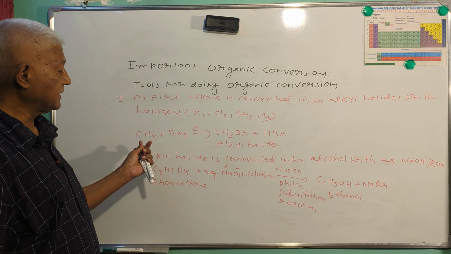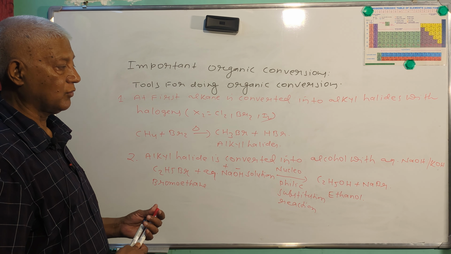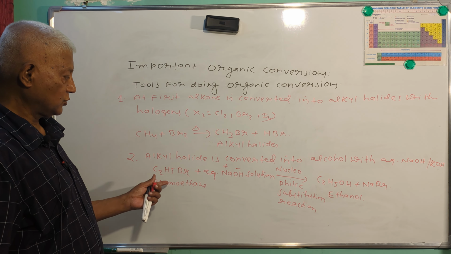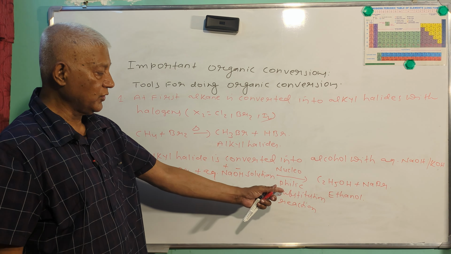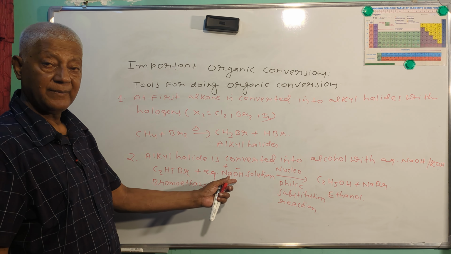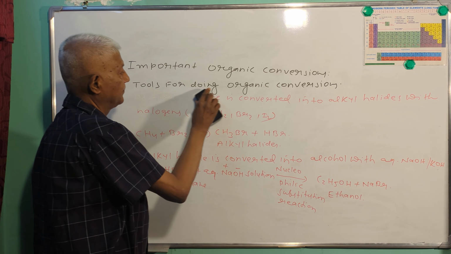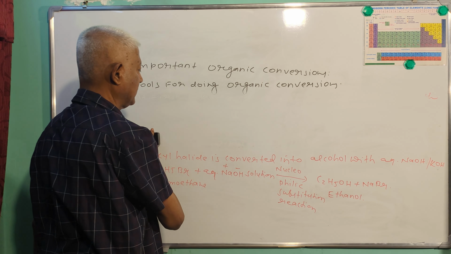So first, always keep in mind, at first alkane is converted into alkyl halide. Then the example is already given. The second one is alkyl halide is converted into alcohol with aqueous NaOH or KOH solution. What type of reaction is it? Nucleophilic. Br is substituted by the nucleophile. So that is known as nucleophilic substitution reaction.